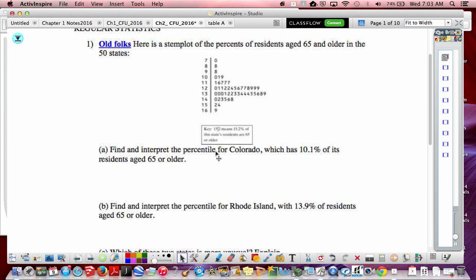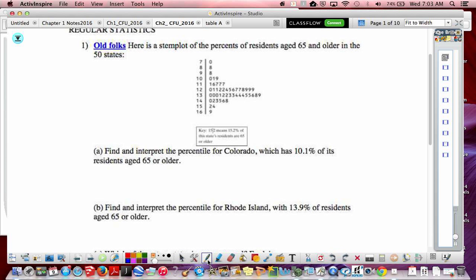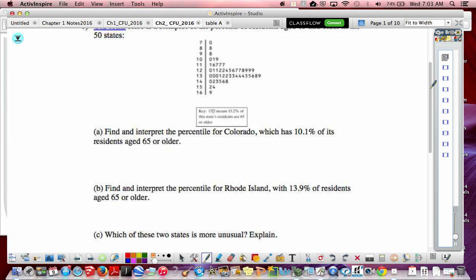Sorry about that. I'm just going to hit undo here real quick. Get back to my pen. So we want to find what percentile 10.1 is. Here's where the 10.1 is located, and I count how many values are below it. 1, 2, 3, 4. The nice thing about the stem plot is that it's in order. We have 50 states here. So 4 out of 50 is 0.08, or you know that it's at the 8th percentile. So we could say 8th percentile.